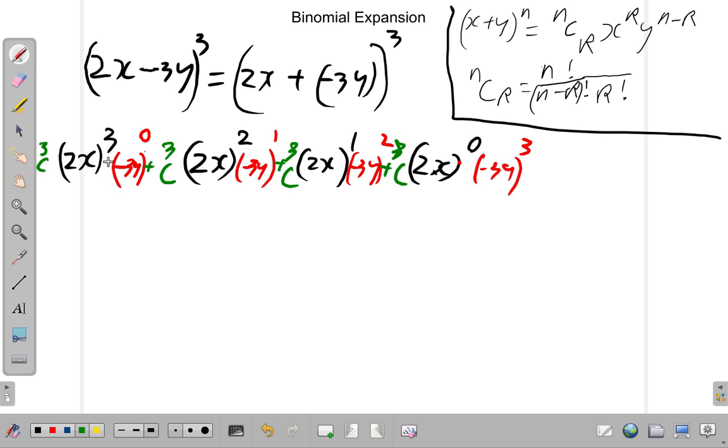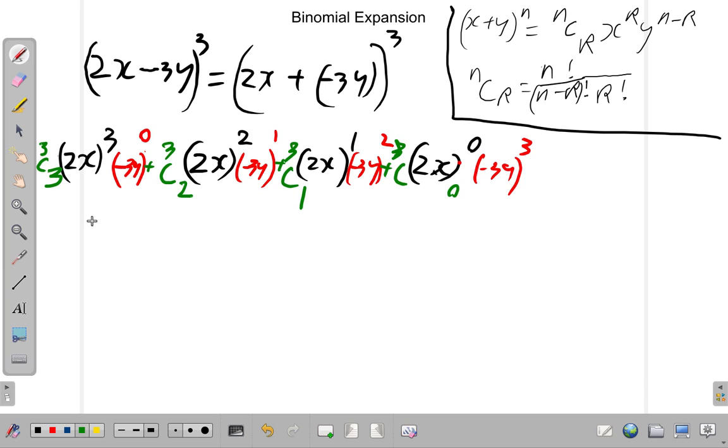In this example, n is 3, so it's 3c, and the power is what you must look at. Previously I think I said negative 3y. The power here that you must look at is the power of 2x. And the number that you have after c, the subscript, is the same as the power of 2x. The power of 2x here is 2, so it's 2 here. The power of 2x here is 1, so it's 1 here. And the power of 2x here is 0, so it's 0 here.